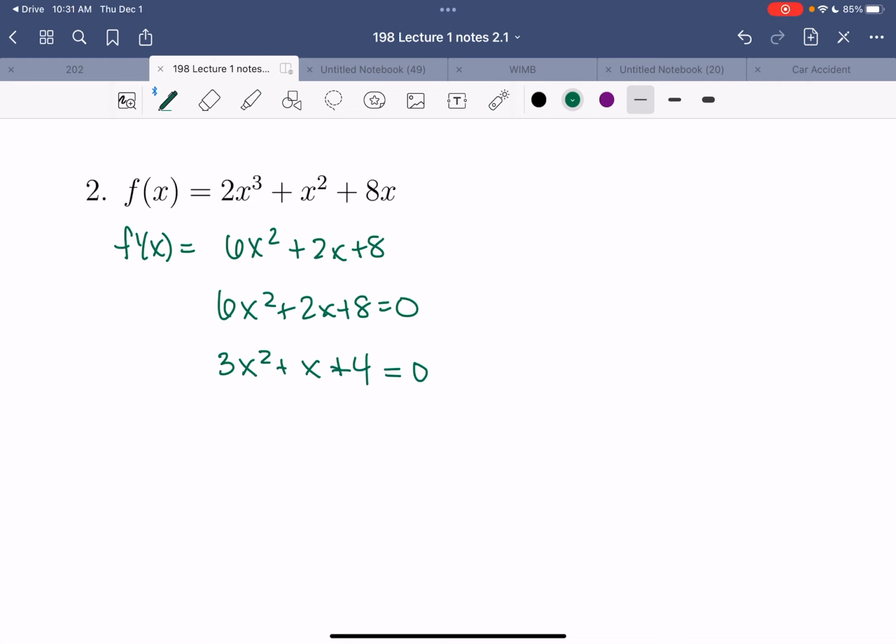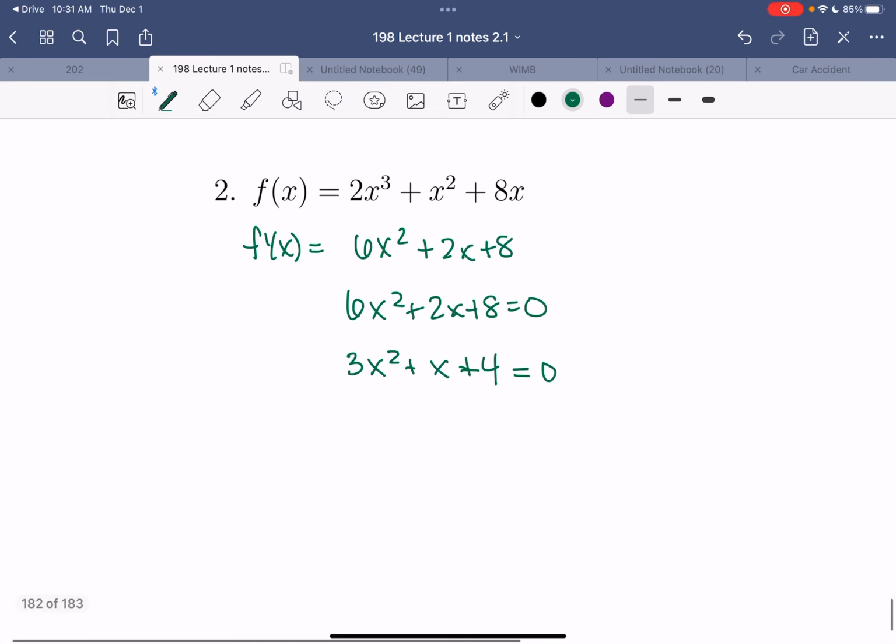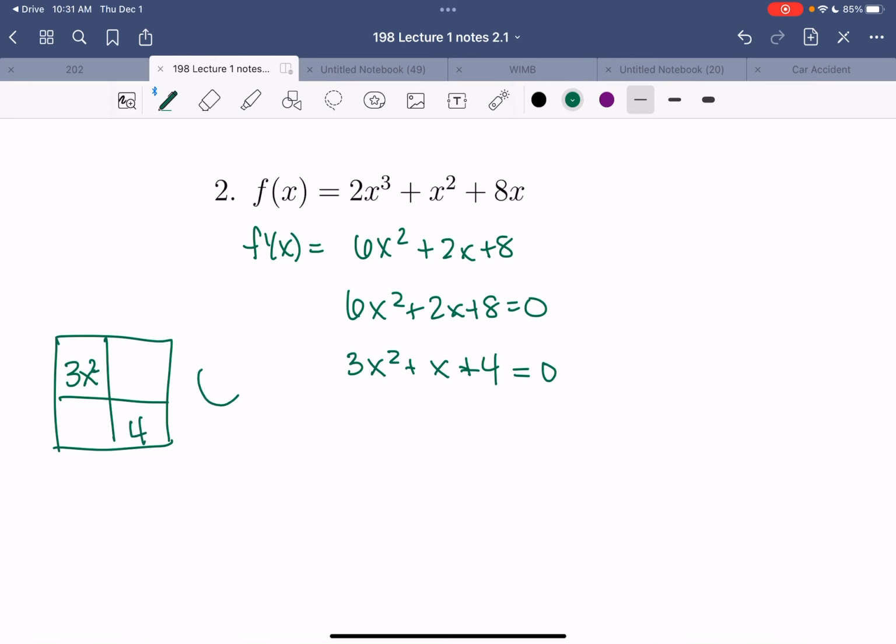And now I've got to factor that. So I'm going to use a box and circle, I think. Let's see if I can factor it. So 3x squared and 4 gives me 12. X, and I'm trying to get to a positive x. That's just not going to work, right? I need a negative somewhere to make that work. And so we're going quadratic formula instead.